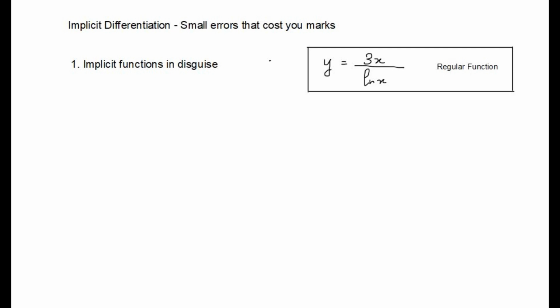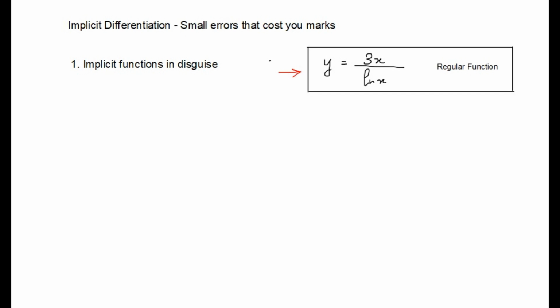In this section, I'm going to talk about 4 traps that 9709 paper 3 sets for students. The first error has to do with implicit functions in disguise. Typically, a regular function would look like this: y is equal to 3x by log x. Why is it called a regular function? Because y has been neatly made the subject. There are no y terms on the right-hand side. And this makes it a regular function.